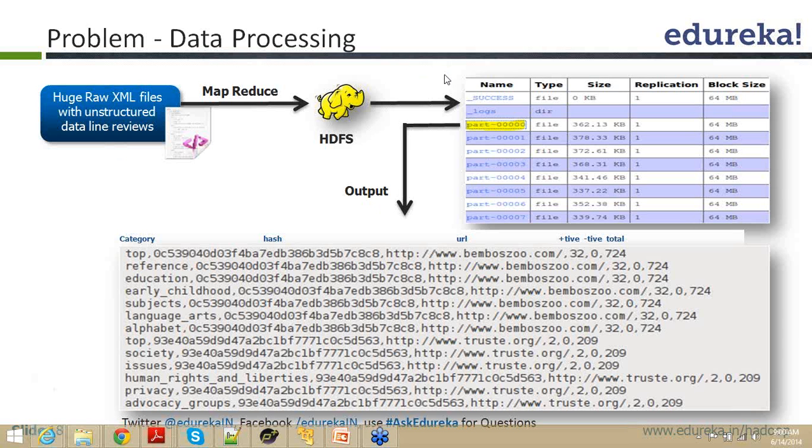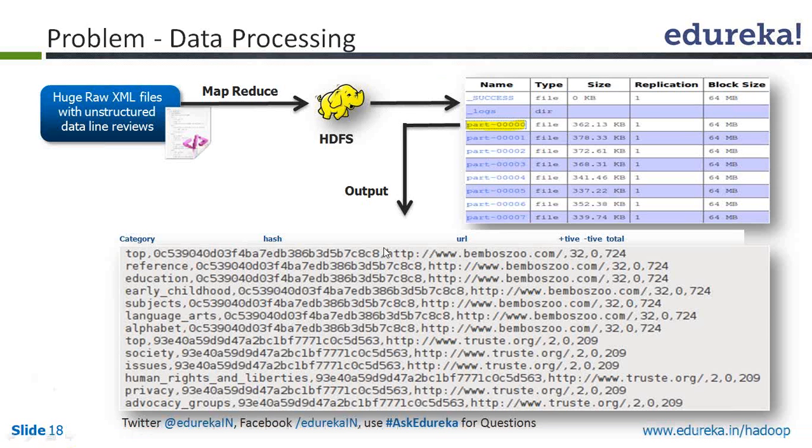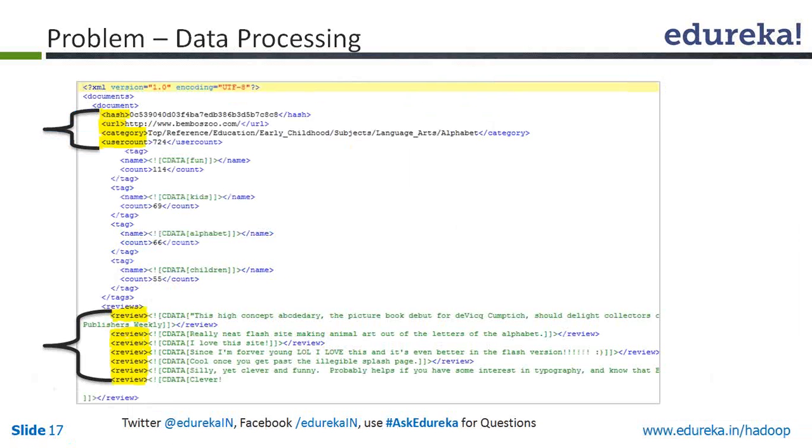Now, coming back, let's say the kind of output, for some reason, we need it in this way. I need to extract the category information, the hash code of the URL itself, then the number of positive reviews, negative reviews, and the total count. So you will get the category, the hash code, the URL, and the total count directly from the XML record, right?